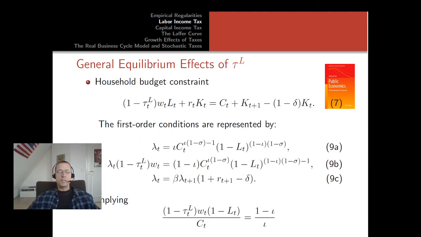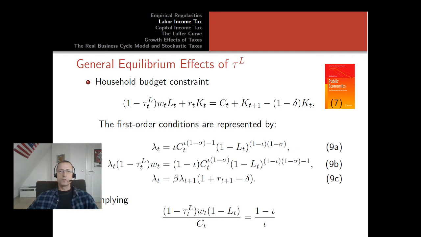Now the household budget constraint is given by equation 7. On the left-hand side, we have income. Income is labor income, w_t L_t, where w_t denotes the wage rate, and our gross wage income is taxed at rate tau_L. We also receive interest income, r_t K_t, and we spend it on consumption and savings, which again are equal to investment or to the increase in capital stock.